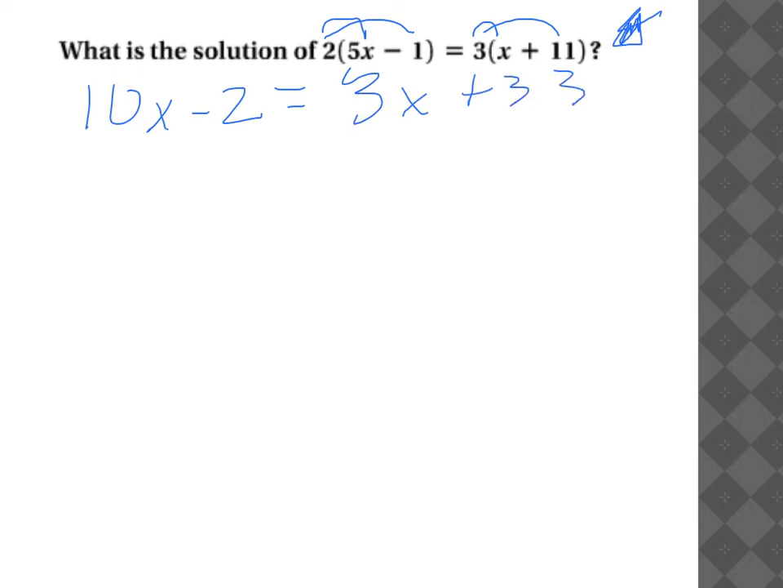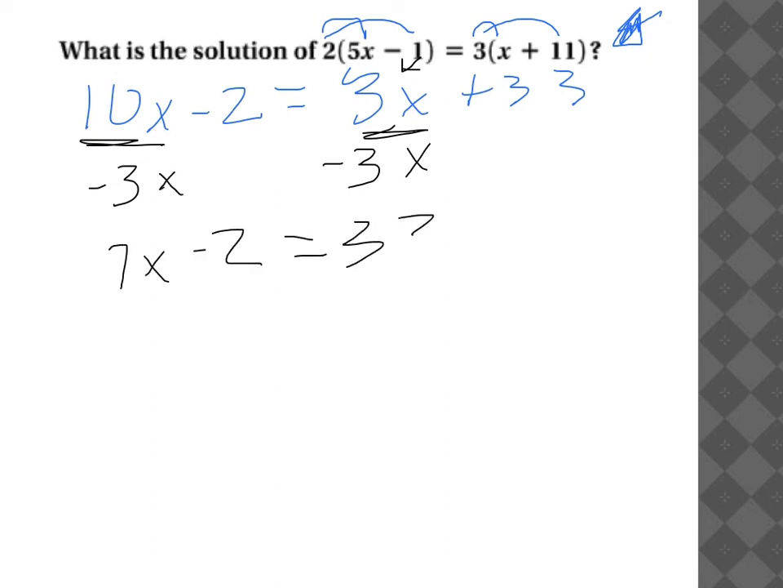I am first going to move over my x's, and here I have 3x and 10x. So I'm going to move over my smaller, so this would be my smaller x's. Opposite of a positive 3x is minus 3x on both sides of my equation. So that would be 7x minus 2 is equal to 33.